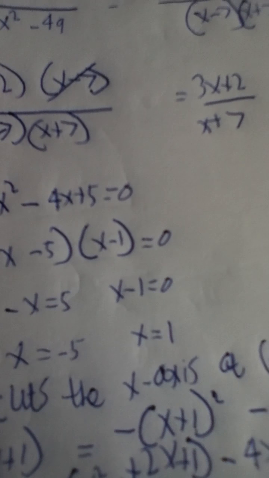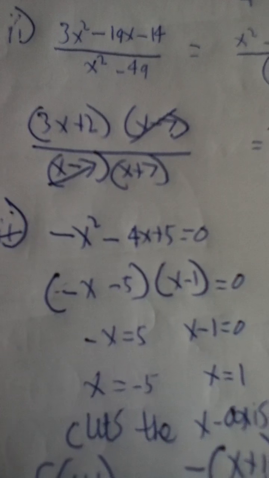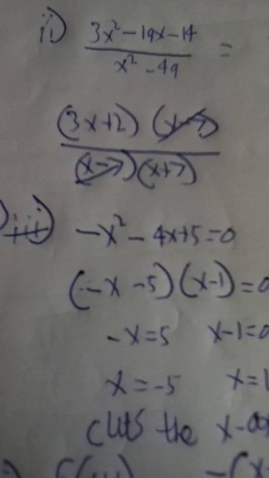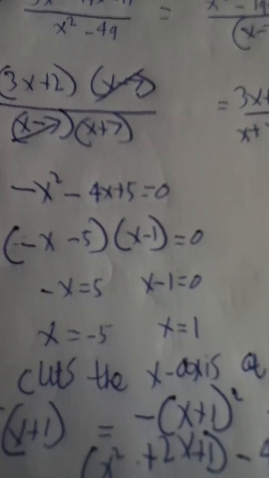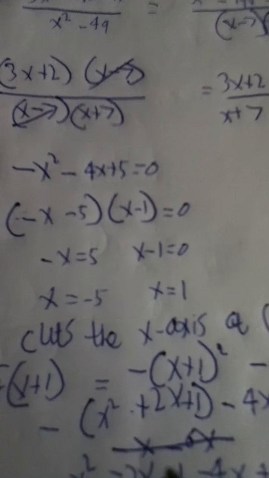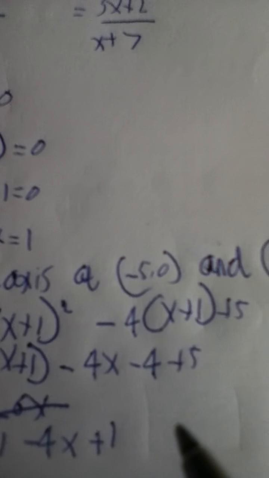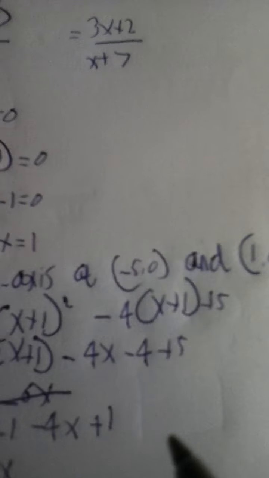And then part C, you're told let f be the function f of x is equal to minus x squared minus 4x plus 5. So you get minus in the brackets, x minus 5 by x minus 1. So you get x plus 5 equals 0, x minus 1 equals 0. So x equals minus 5 and x equals 1. And then you prove that it cuts the axis at minus 5, 0 and 1, 0.